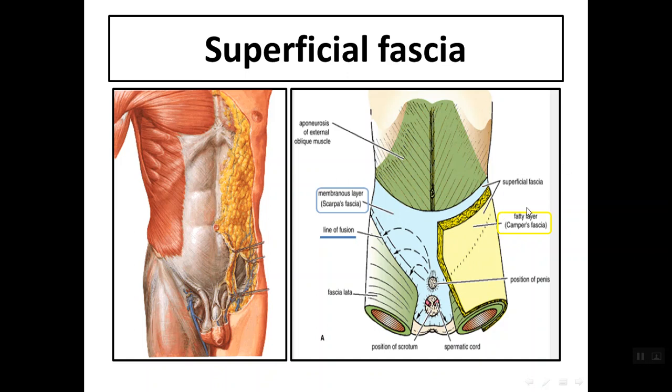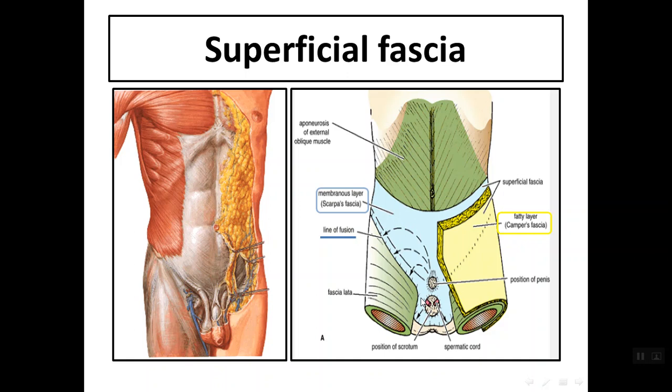This is the fatty layer. Next to it is the deep membranous layer, or Scarpa's fascia. Just at the root of the lower limb, one finger breadth below the inguinal ligament, it is attached to the deep fascia. So this is the line of fusion just below the inguinal ligament, the line of fusion of the membranous layer with the fascia lata, the deep fascia of the lower limb.